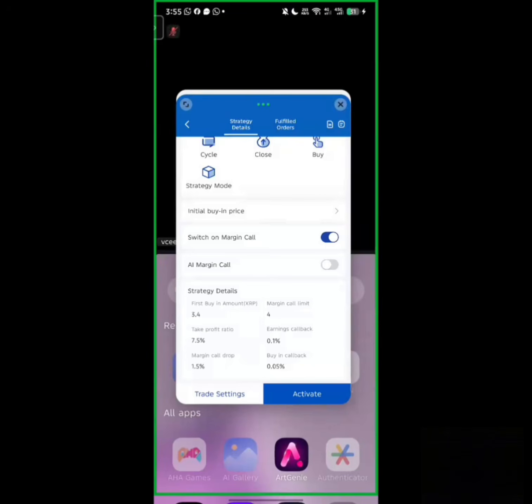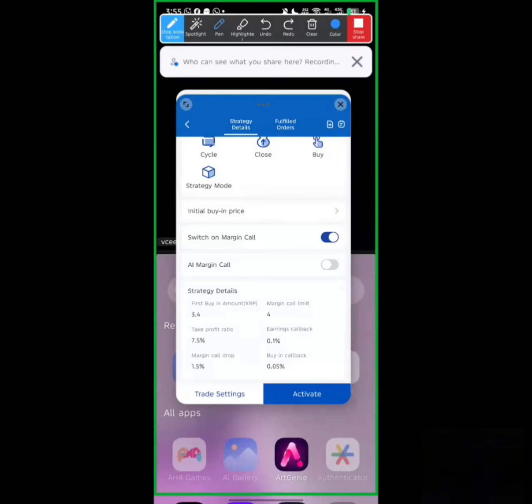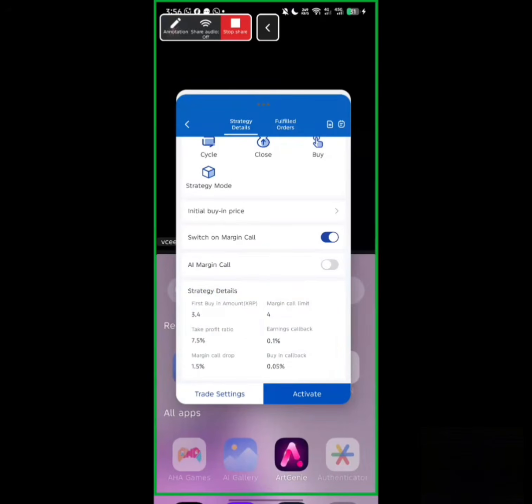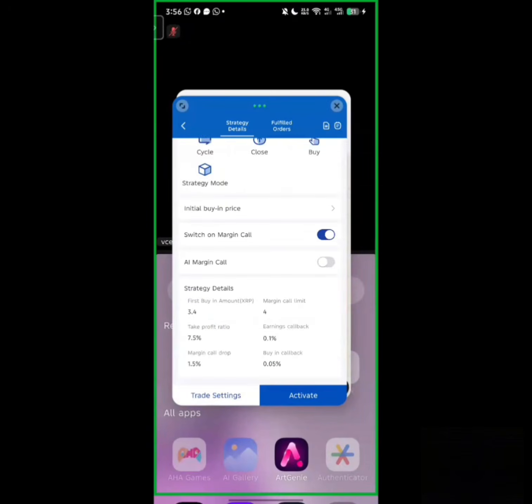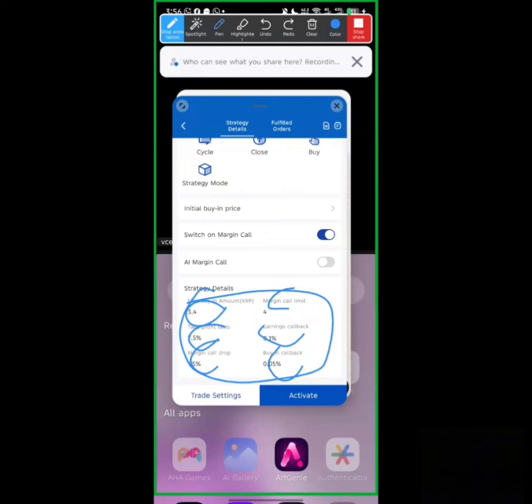You can remember that when we first started, there was nothing here. I showed you there was nothing here. Everything was just 0, 0, 0, 0, 0. Now you can see that your setting has been put into it. Okay, now that your setting is there, you have confirmed that everything is there. You can see your 7.5 take profit is already there.